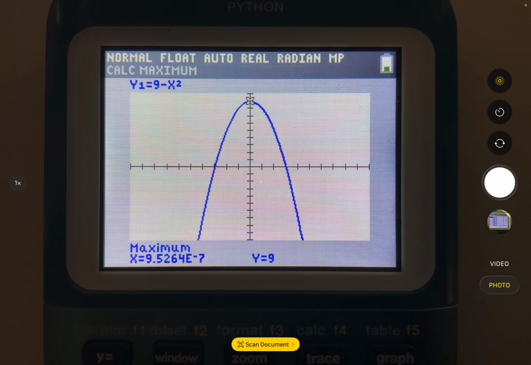Let me see. You're zoomed out way too much, so you probably didn't even go to the left and the right side. You need to reset your screen. Zoom 6.